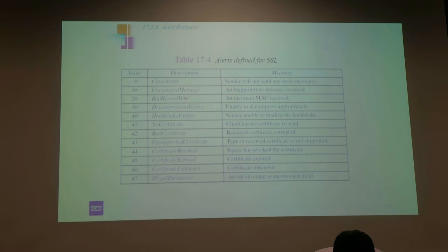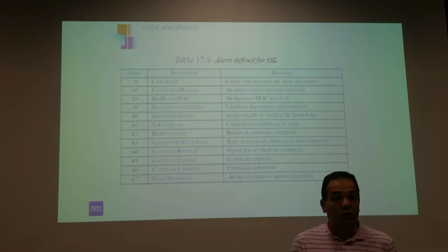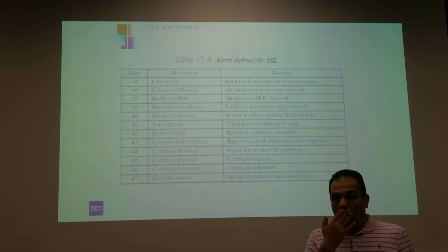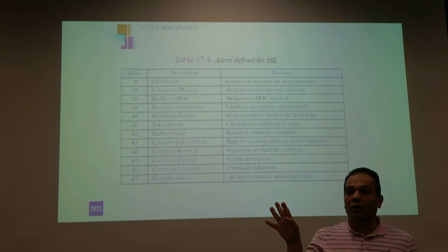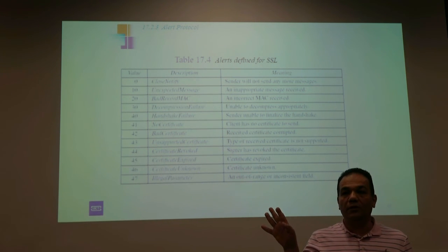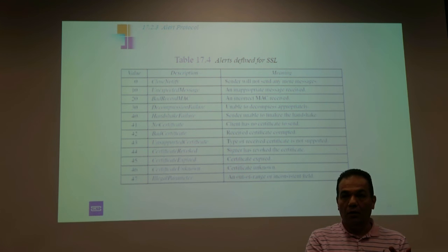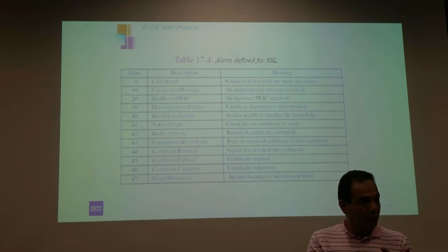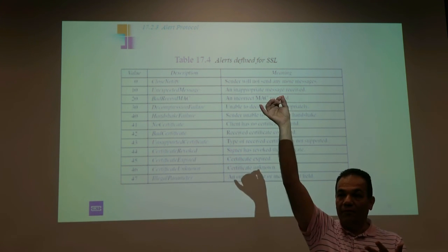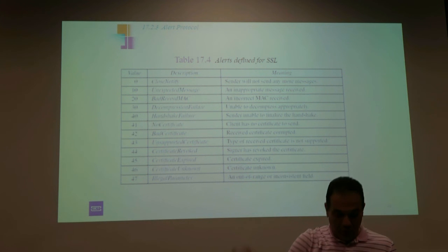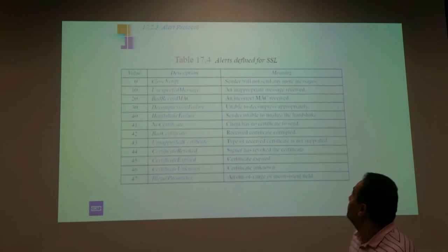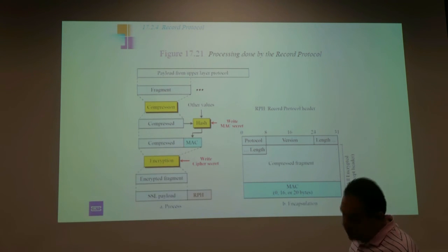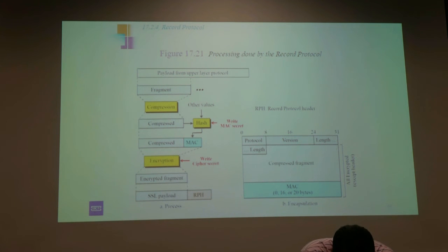Now we're going to go to the record protocol. What does the record protocol do? It collects the data from 4 places. What are the 4 places? The handshake, the change cipher spec exchange, the alert, and the data coming from the application. So let's take a look here. What will happen in the record protocol?